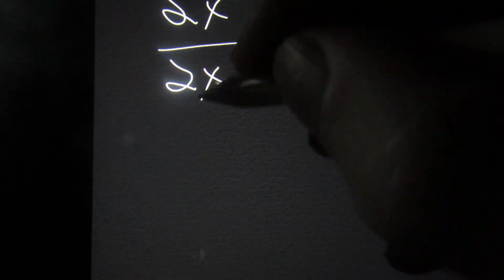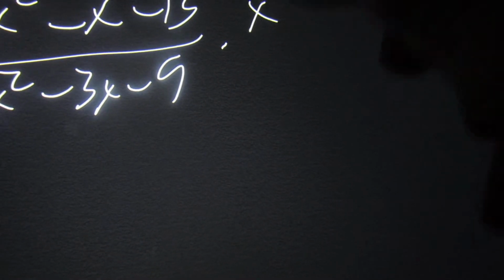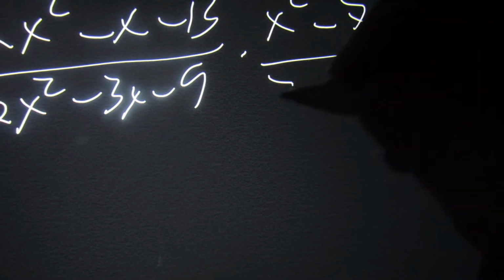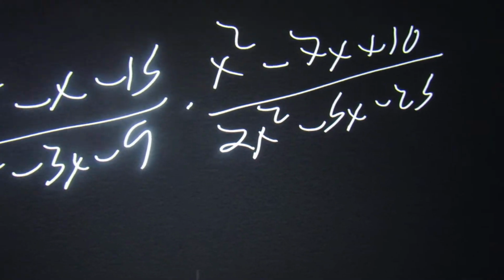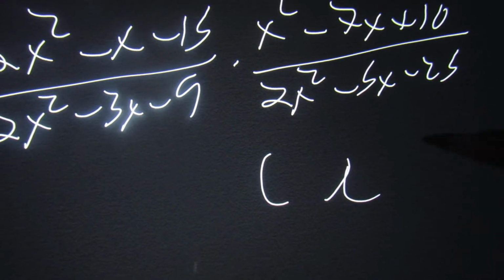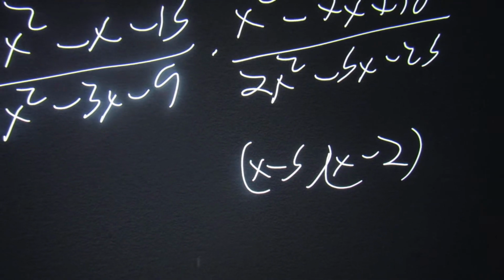So next, let's say that we have (2x squared minus x minus 15) over (2x squared minus 3x minus 9) times (x squared minus 7x plus 10) over (2x squared minus 5x minus 25). So we don't need to flip one of these, so I'm going to factor this one first because it looks like the easiest. And it's going to be x minus 5 and x minus 2.